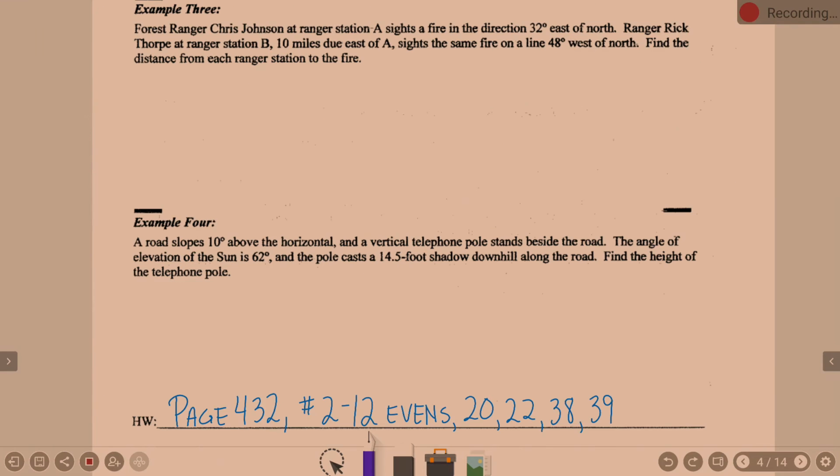Example 3, Forest Ranger. Ranger Chris Johnson at Ranger Station A sights a fire in the direction 32 degrees east of north. Ranger Rick Thorpe at Ranger Station B, 10 miles due east of A, sights the same fire on a line 48 degrees west of north. Find the distance from each ranger station to the fire.